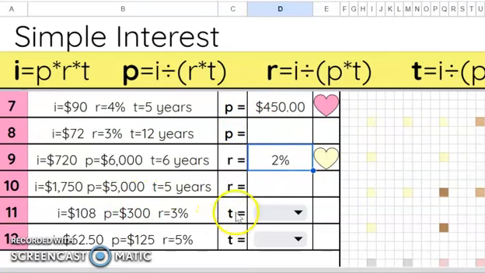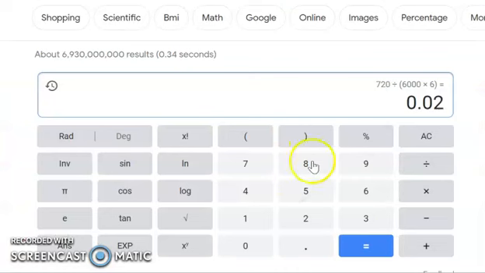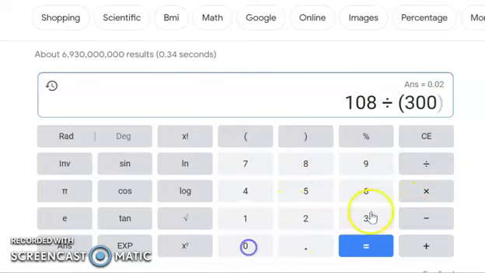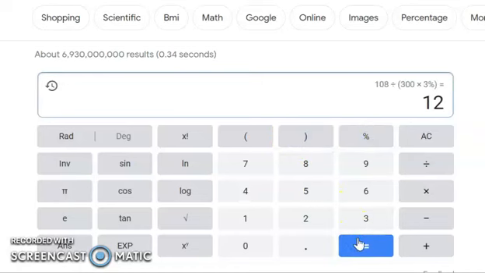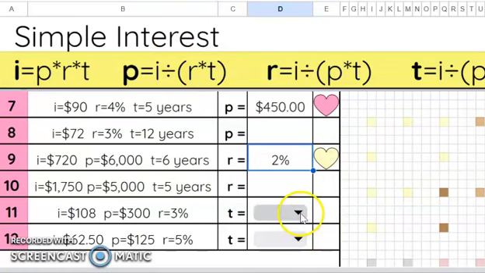All right, and then the last one, it's time. So again, you're going to do the interest number first, divided by, and then the other two numbers multiplied together. 108, 300, 3%. I'm trying to just remember those. 108, 300, 3%. All right, we get 12. And T stands for time. So it's going to be 12 years.